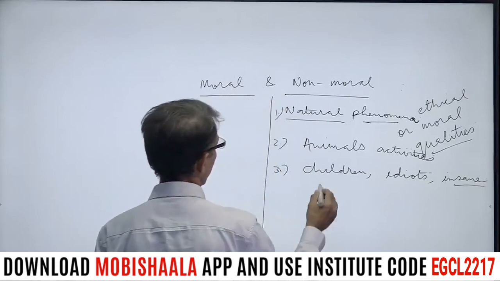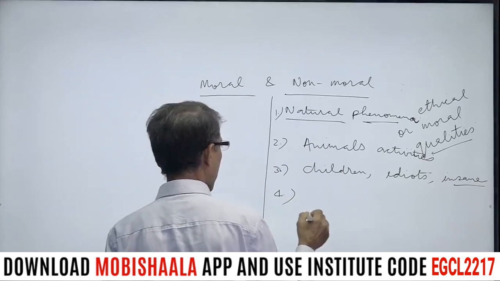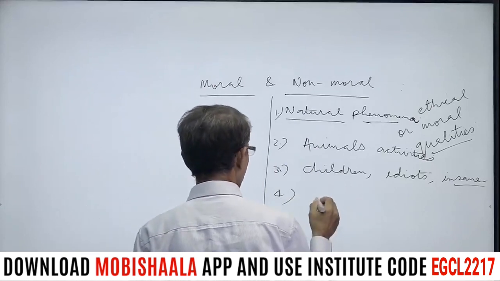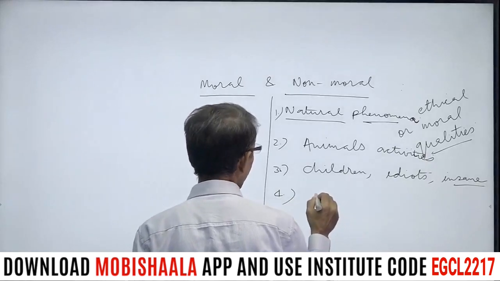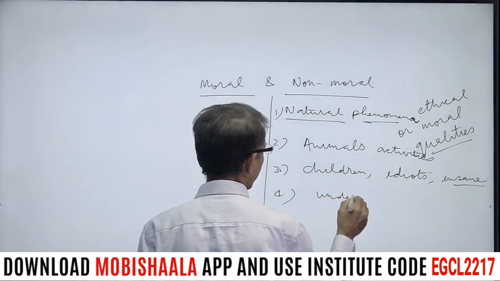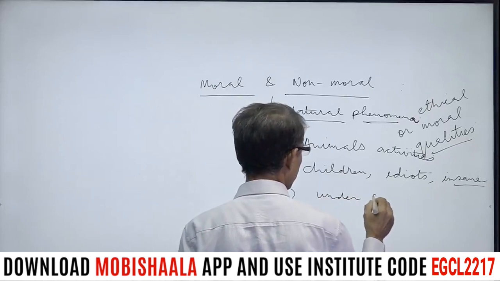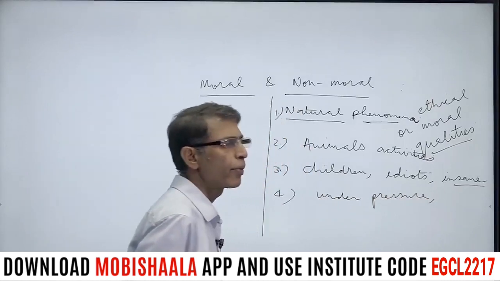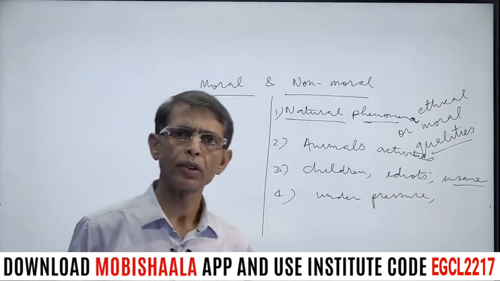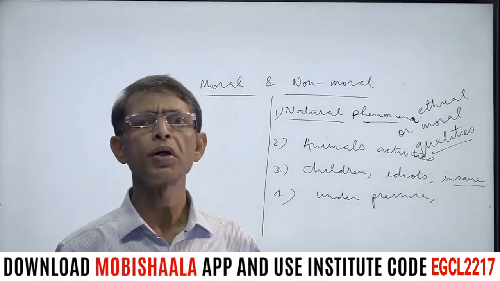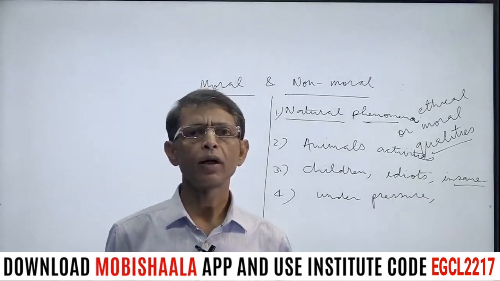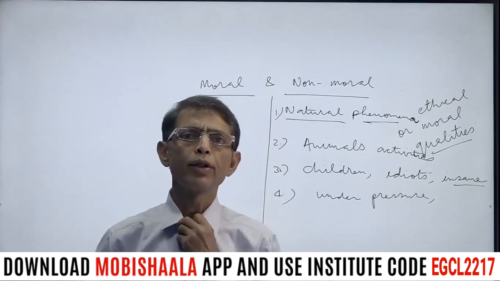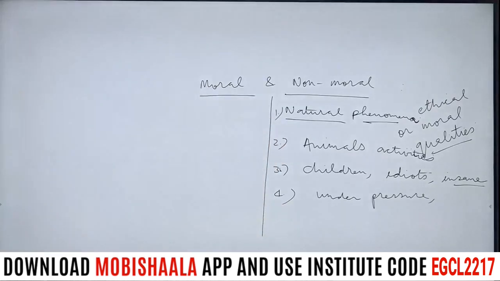Even an action done by an adult man, but under pressure, any external pressure, under coercion, under threat, is also not considered a moral action, because it is not his own choice.